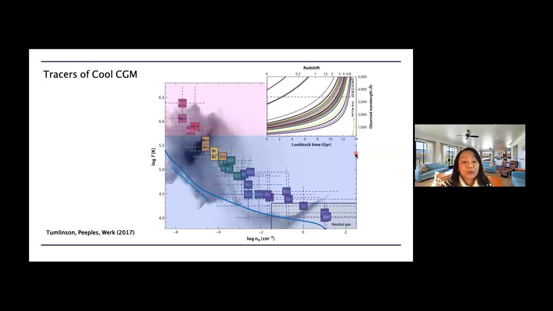And so this is a comprehensive plot, again, borrowed from this nice review article by Jason Tumlinson, Molly Peeples, and Jess Werk from 2017. What it shows here, in the background, you can see the grayscale particle distribution that shows the temperature and density phase diagram of the diffuse gas content. It goes from high density, low temperature, up to low density and high temperature regime.